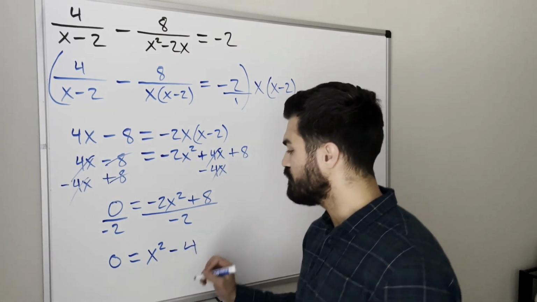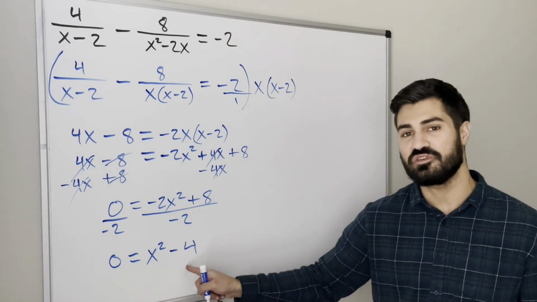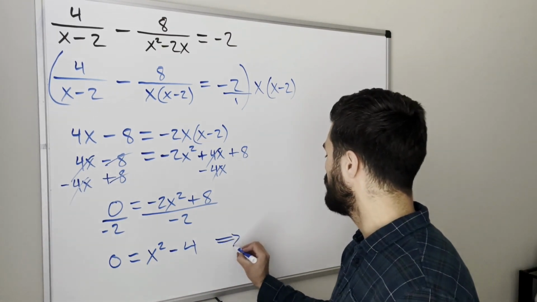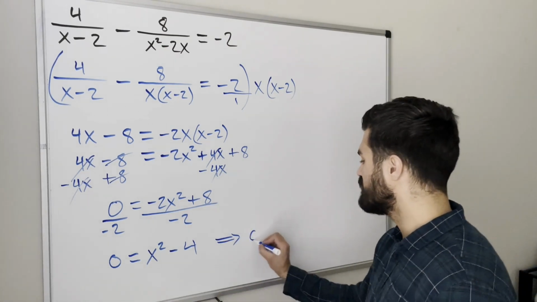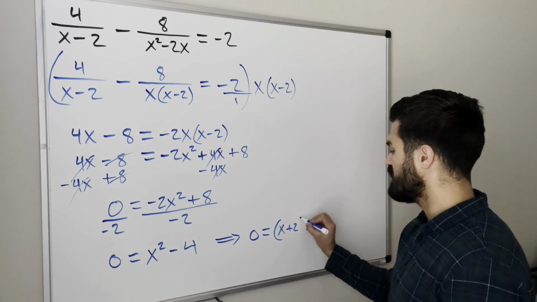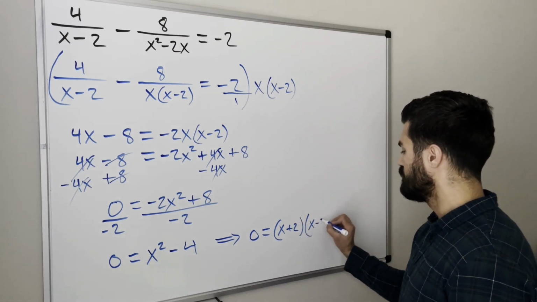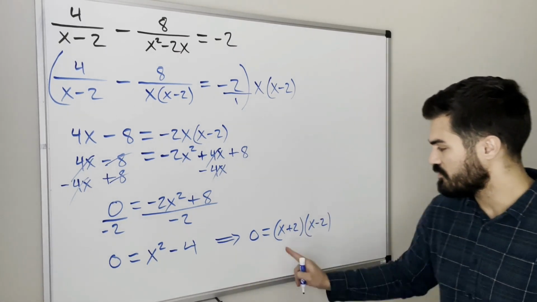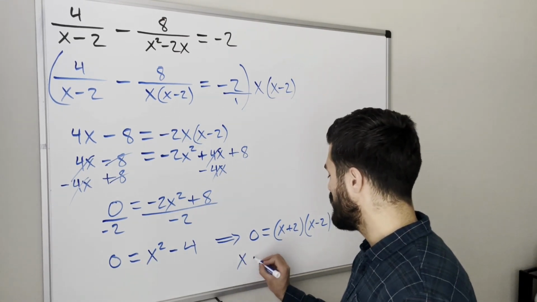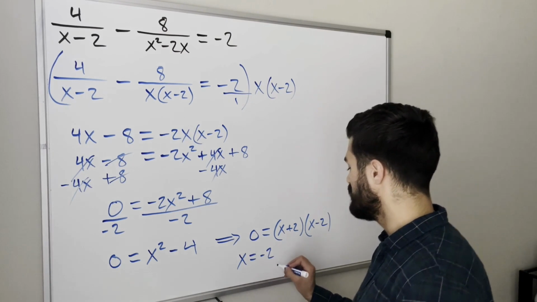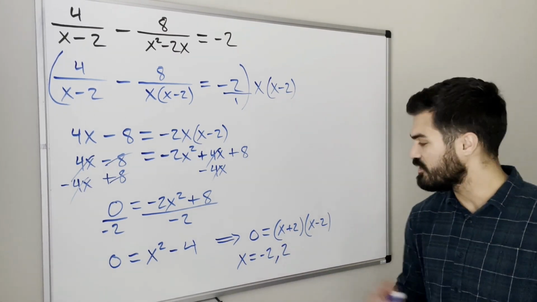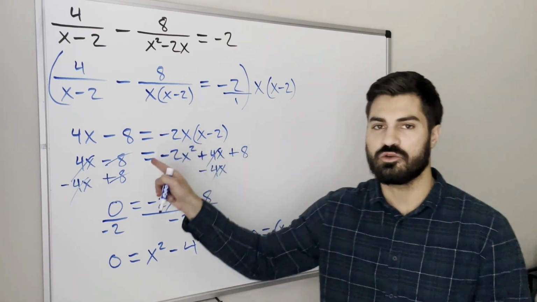And now look how beautiful this is, because now this is a difference of squares. This can be factored. Let's draw a little arrow here. This can be factored into x plus 2 times x minus 2. Difference of squares can be factored: x plus 2, x minus 2. So that means the solution set to this resulting equation is -2 and 2. We have two solutions to this resulting equation.